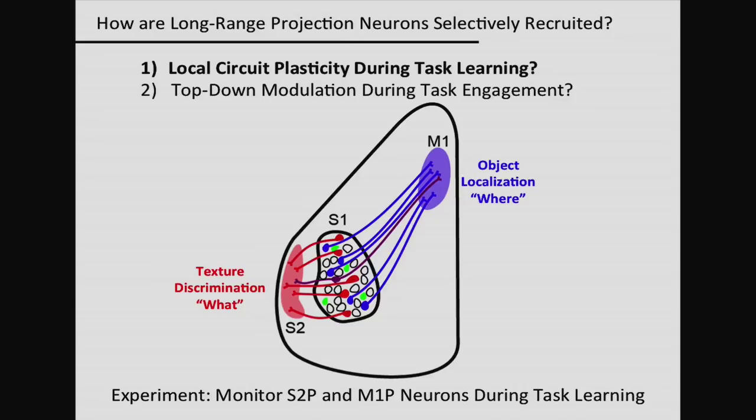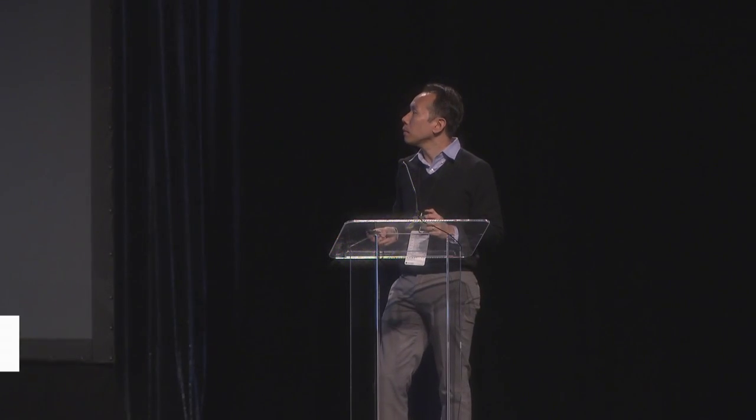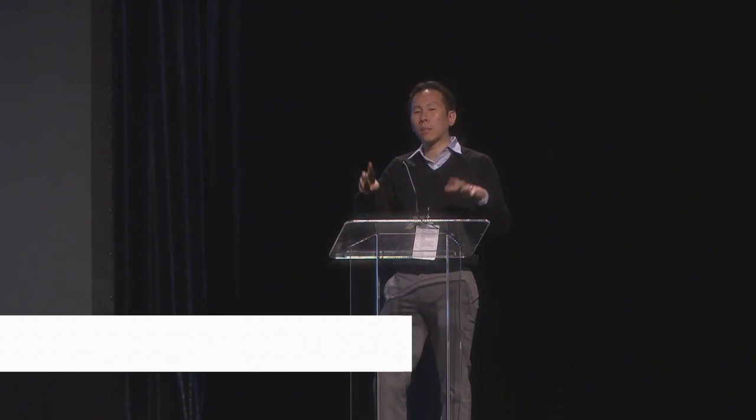Generally, there might be two possibilities. One possibility is, as the animal learns how to perform a given task, there could be local plasticity within S1 that will produce the patterns of activity that we see in an expert mouse. The other possibility is that rather than some kind of long-term change, there could be more acute modulation through top-down inputs that could be modulating the representation across these two cell types when the animal is specifically engaging in a particular task.